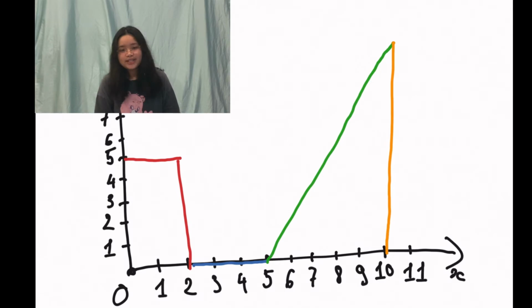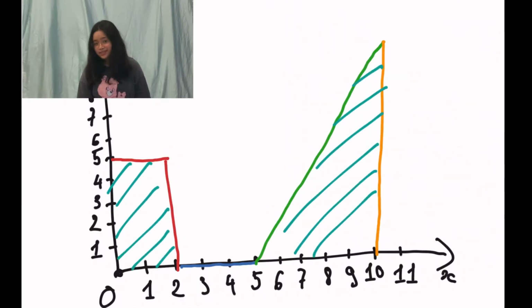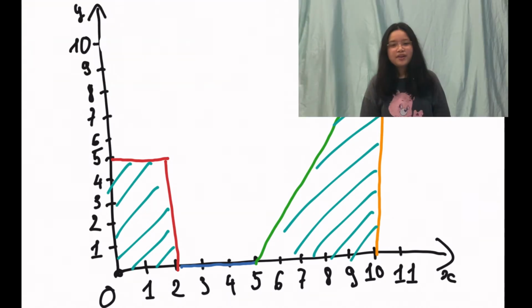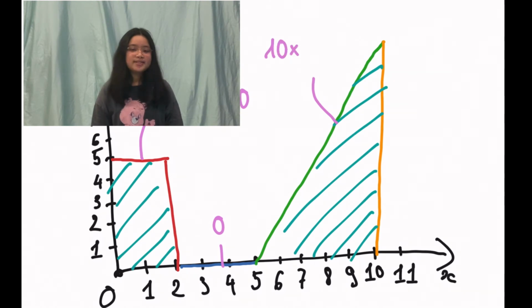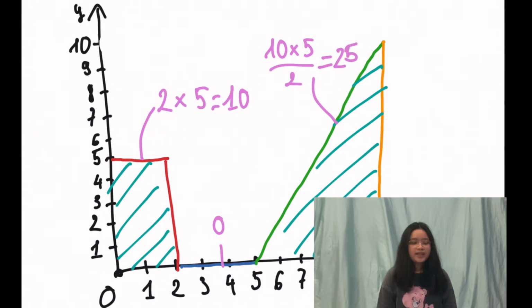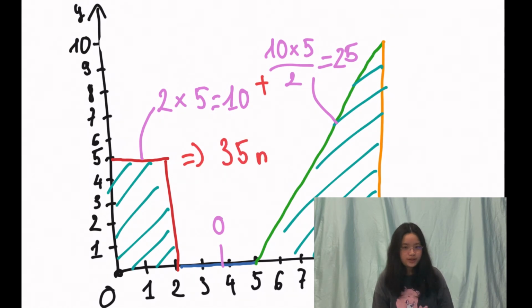Looking at this graph, we can tell that the distance that he traveled from school to the tree that he crashed in is the total distance of this shape and this shape. Now all you need to do is calculate the area and add them together. The area of this part is 2 times 5 equals 10. When he stopped at the convenience store, he traveled 0 meters. And the area of this shape is 10 times 5 divided by 2, and you'll get the answer of 25 meters. Then add the two numbers together and we'll get 35. Which means that Jerry traveled 35 meters from school to the tree that he crashed in.